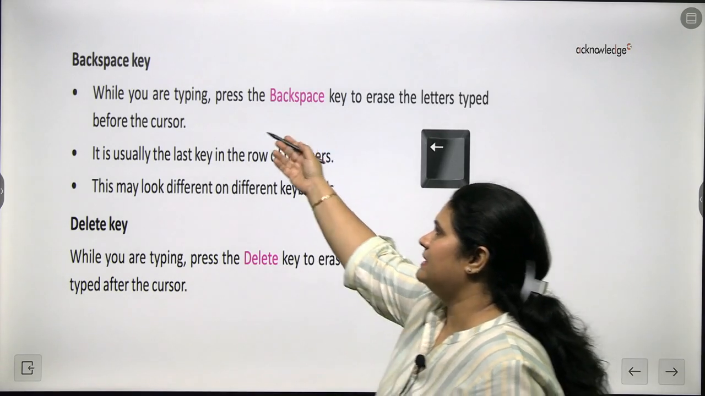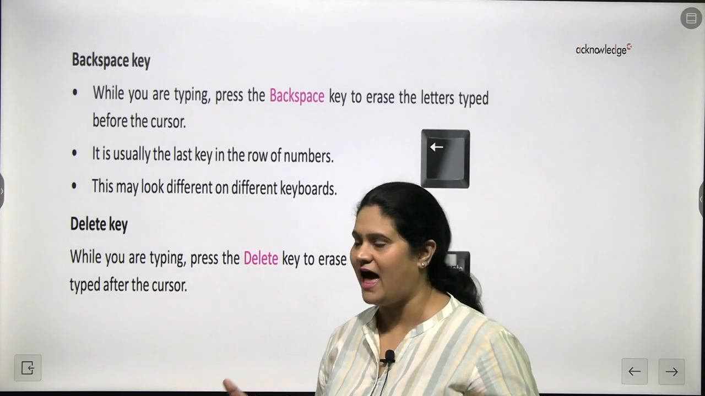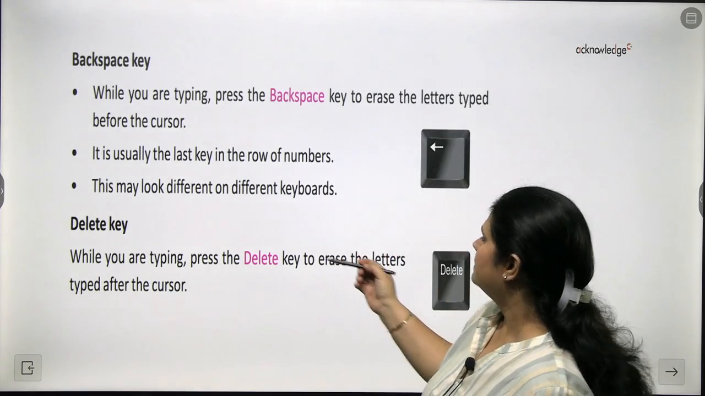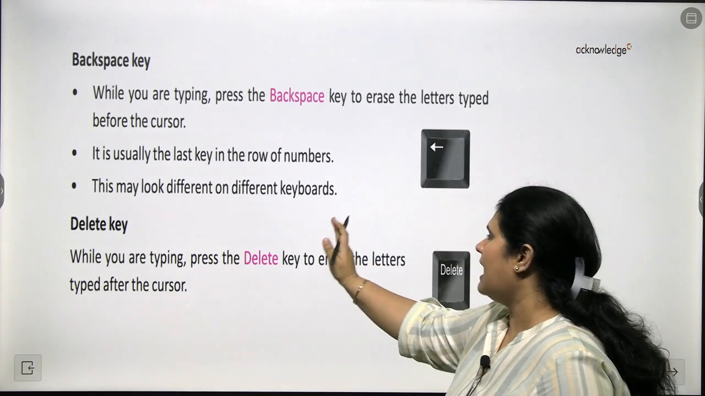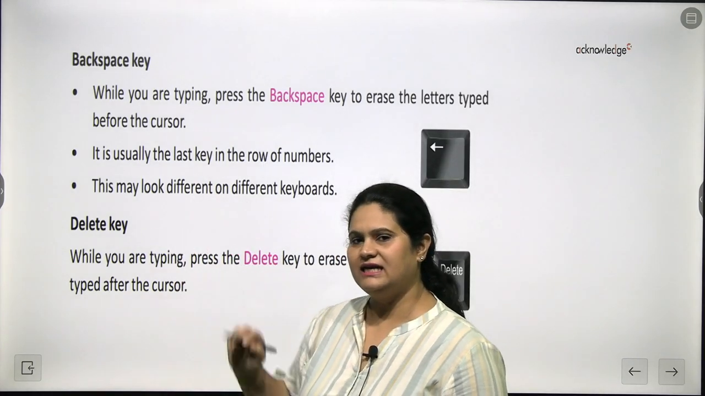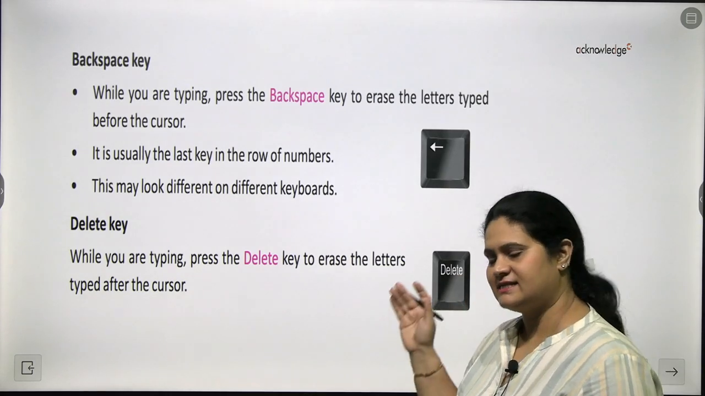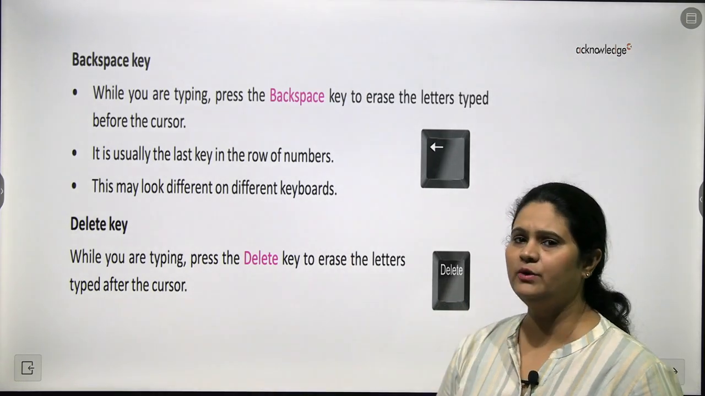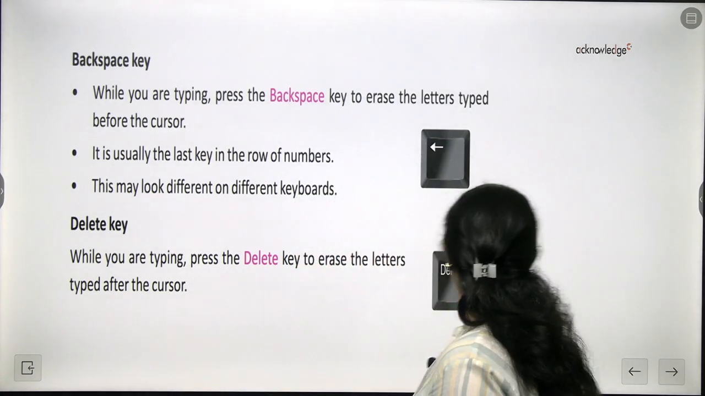So, backspace key is one key that is used to erase your mistakes and we also have the delete key for the same. How does it work? Let's see. So, when you want to delete any character that is to the right of your cursor, then we use the delete key, okay? We just press the delete key to erase the letters that are typed after the cursor. Is it okay, children? Have you understood this much? Very good.